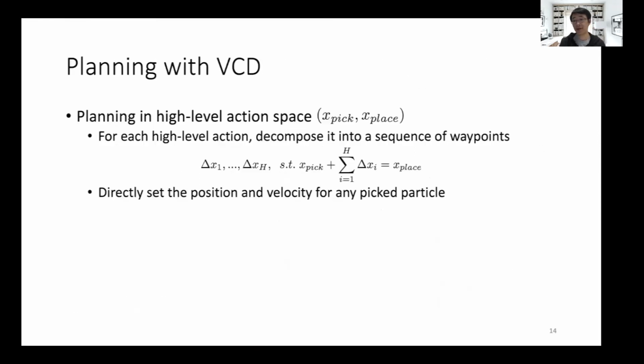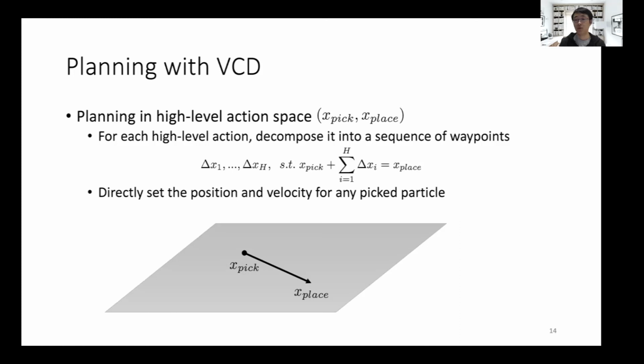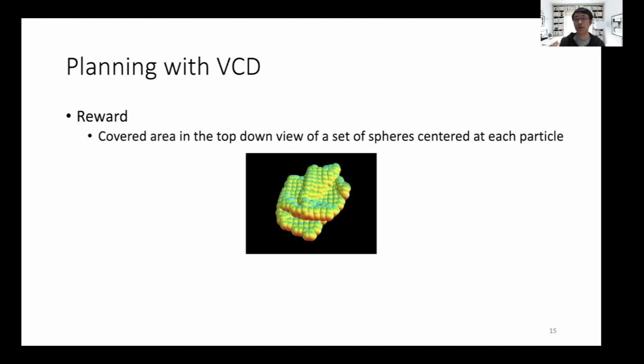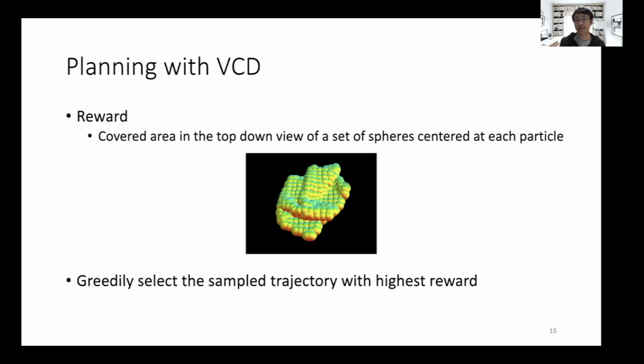Once we have the dynamics model, we plan in a high-level pick-and-place action space to smooth the cloth. Given a pick point and a place point, we first decompose them into a sequence of low-level actions, each denoting a small movement of the picked particle, and then roll out our dynamics model using these low-level actions. To plan with our dynamics model, we use a reward that computes the covered area in the top-down view of a set of spheres centered at each particle. And we greedily select the sampled trajectories with the highest reward.